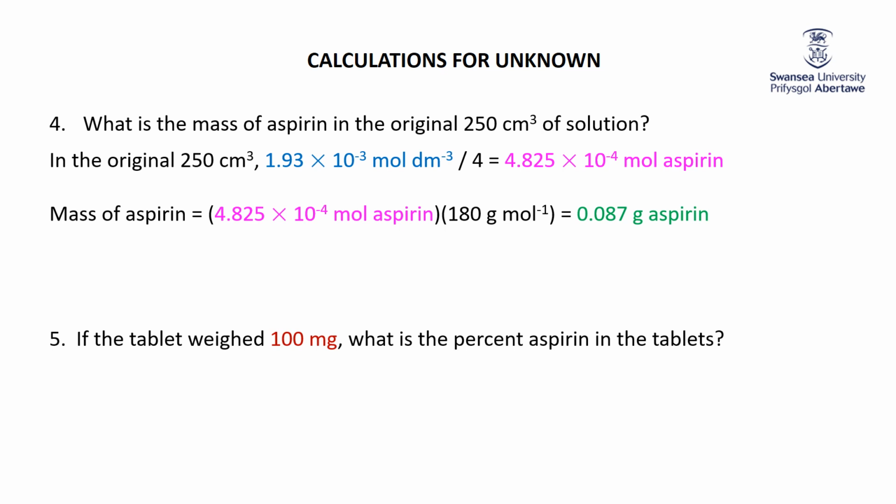And then finally, the easiest one: if the tablet weighed 100 milligrams, what's the percentage aspirin in those tablets? Well, 1 tablet went into that 250 cubic centimeters of solution. We found out there was 0.087 grams of aspirin. So therefore, the percent aspirin is 87%, 13% filler of some kind or other.